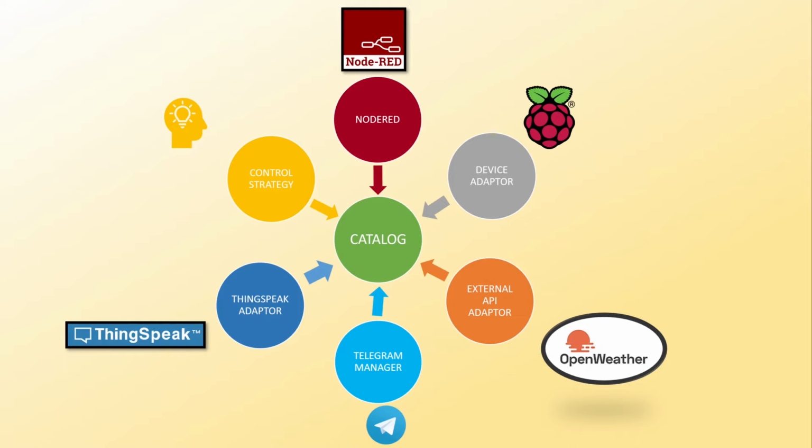Every service must regularly perform a ping operation to inform the catalog that it is up and running. In fact, the catalog checks periodically if the time from the last ping operation has expired, and if so, it removes the service from the list.